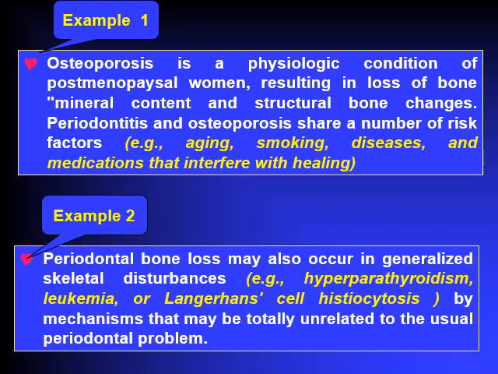The other example is that periodontal bone loss may also occur in generalized skeletal disturbances such as hyperparathyroidism, leukemia, and Langerhans cell histiocytosis. So this occurs by mechanisms that may be totally unrelated to the usual periodontal problem. Okay, this is because these skeletal disturbances modify or magnify the response of the alveolar bone to the locally produced bone resorption factors.